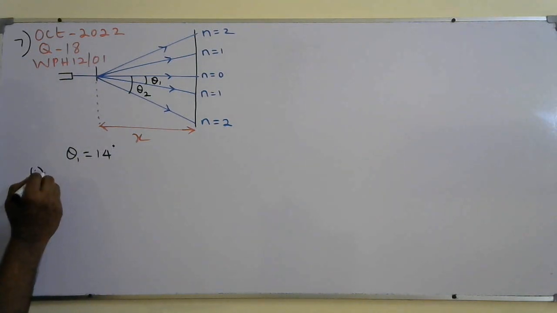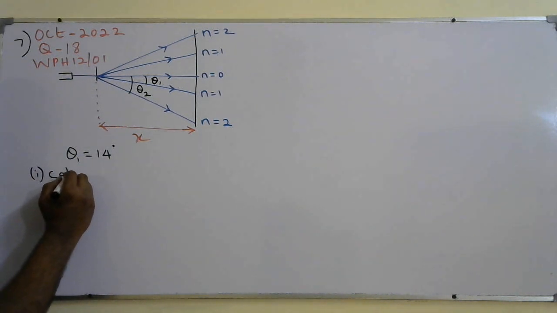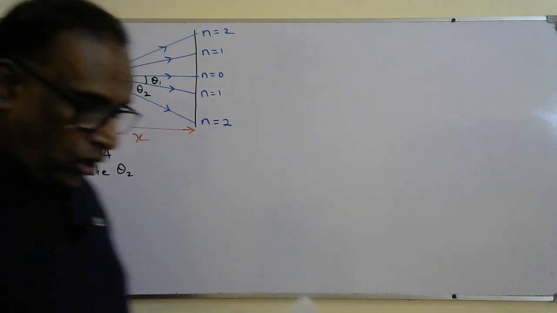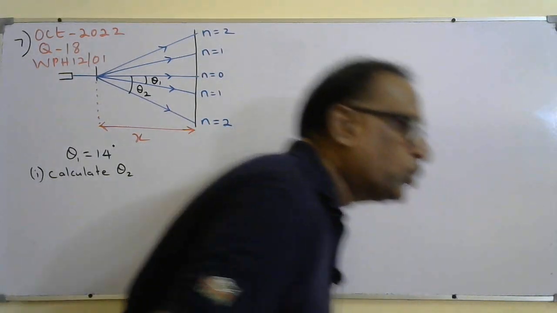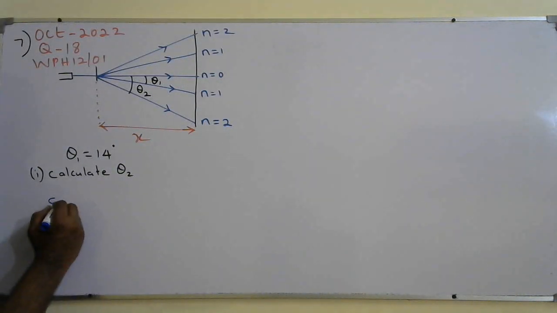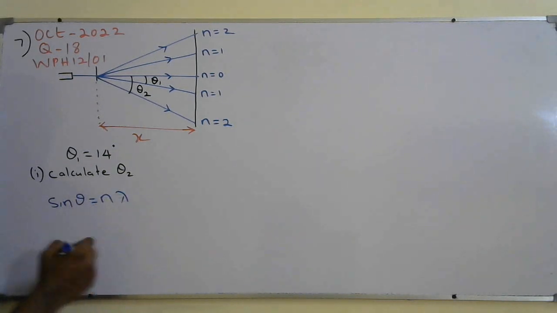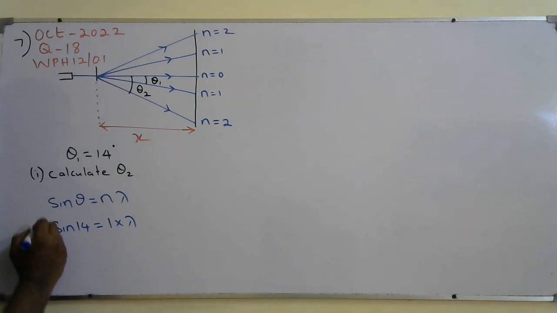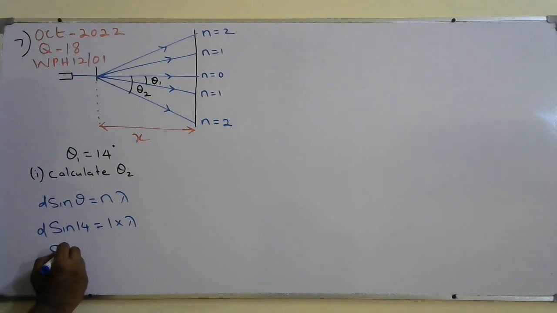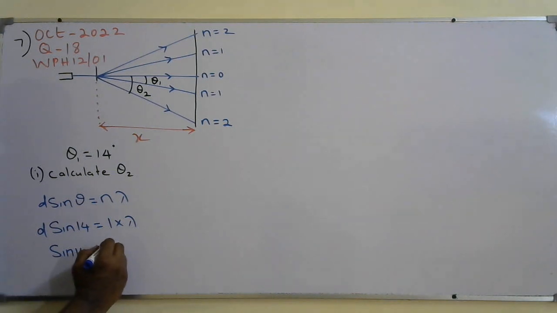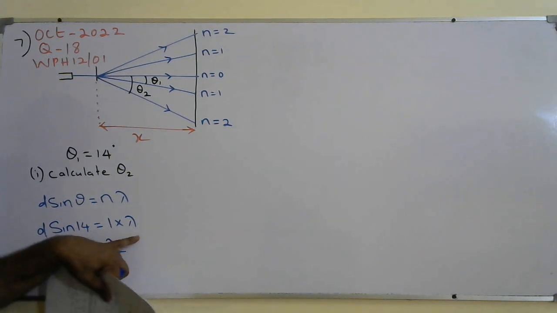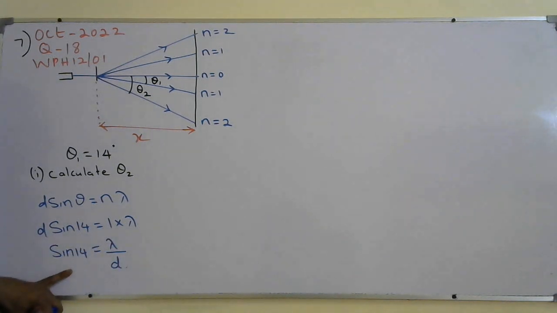The first part: calculate theta 2. That's the first part of this question. So how to calculate theta 2? We know that d sine theta equals n lambda. So theta 1, 14 degrees, is for the first order. So d sine 14 equals n, equal 1, into lambda. Sorry, d sine theta, d is missing. So sine 14 equals lambda over d. Now bring the d down. So lambda over d is sine 14. The question is find theta 2.